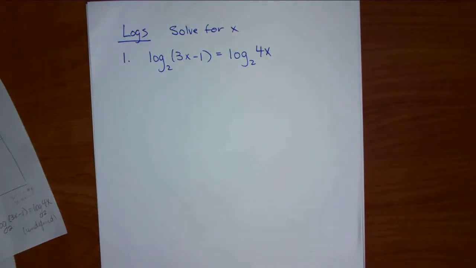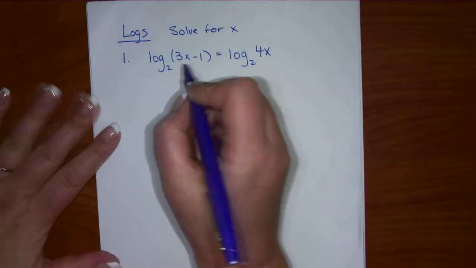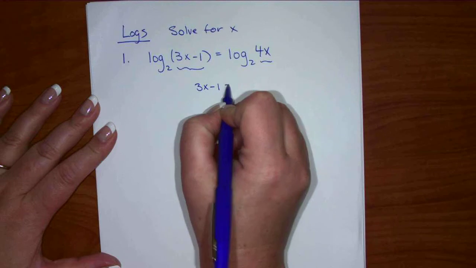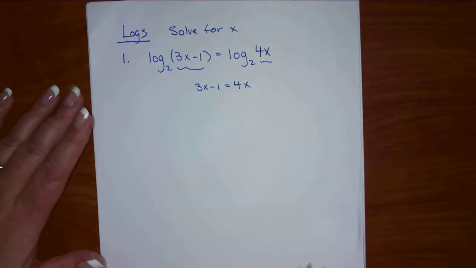So we did this type already, but this was if you're solving for x and you have a log on both sides of the equal sign already, then you don't need to do anything fancy. You say, well, there's a log on both sides. So for these two sides to be equal, you just look at the arguments. So 3x minus 1 has to equal 4x. And then you just solve for x.